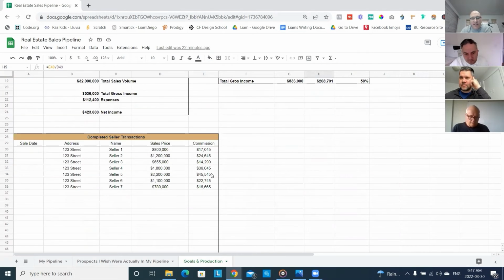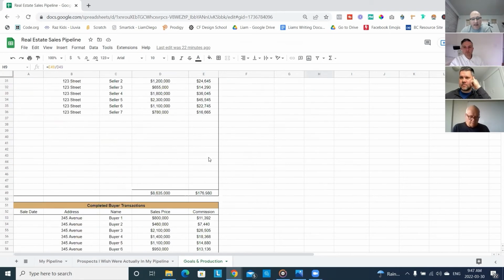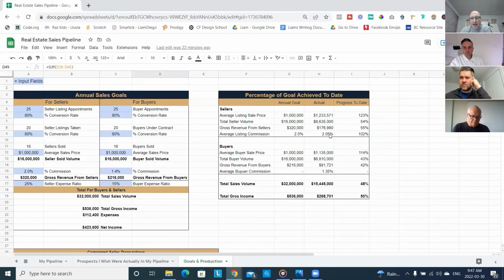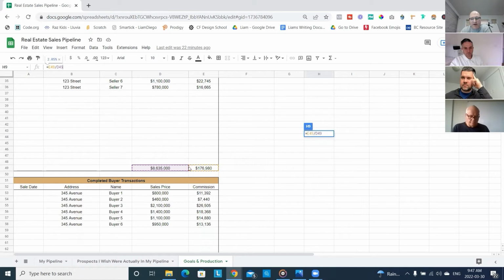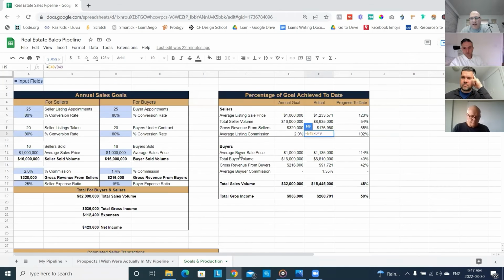So these ones here with all the sales and commission, it takes this number and divides it by this. And you can see the formula's up there. If I click into a field that has a calculation, and then I click up here, if I scroll down, you can see the numbers that are inside the formula. So if anything needs to be changed, but so it's calculating my actual average listing commission and, you know, progress to date. Then we have buyers, same thing.